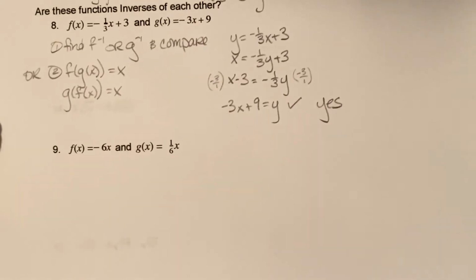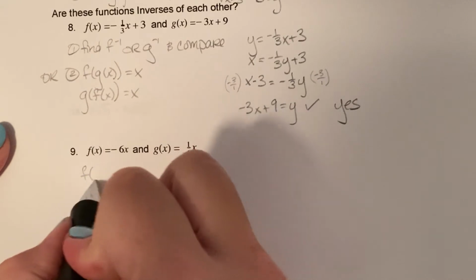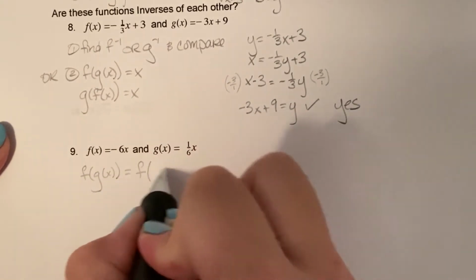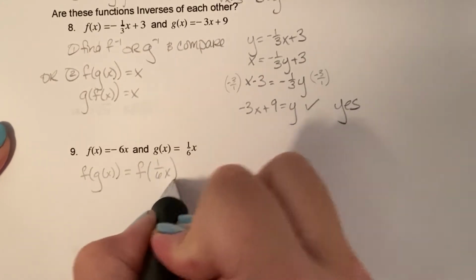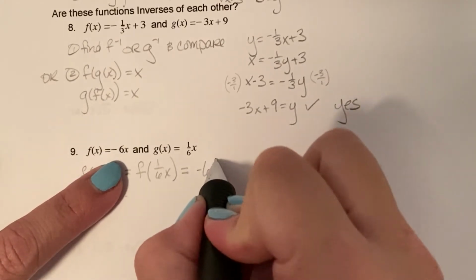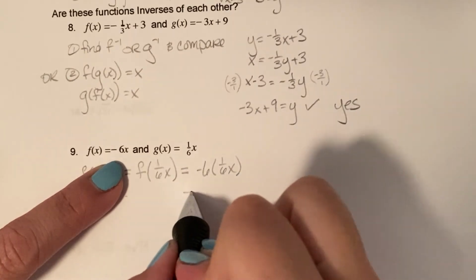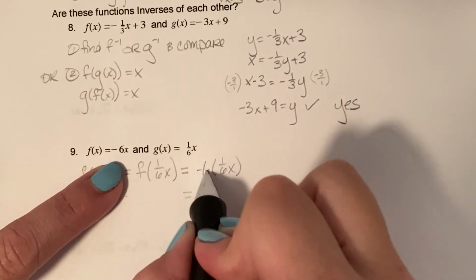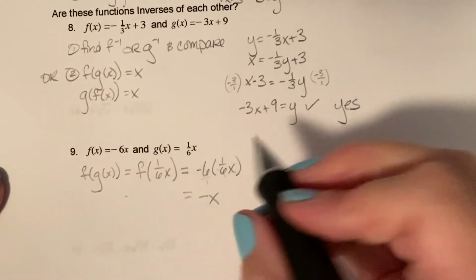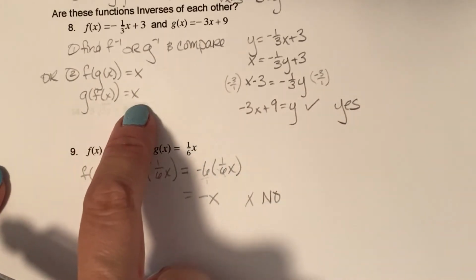All right, so for the next one, I'm actually going to do the f of g of x. Okay, so the 6 is over 1, so those cancel. So negative times that gives you a negative x. So no, these are not inverses because you need to come out with a positive x.